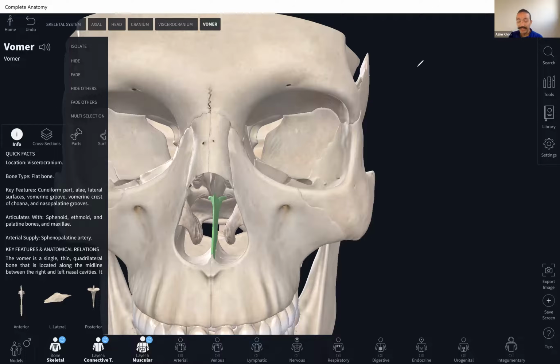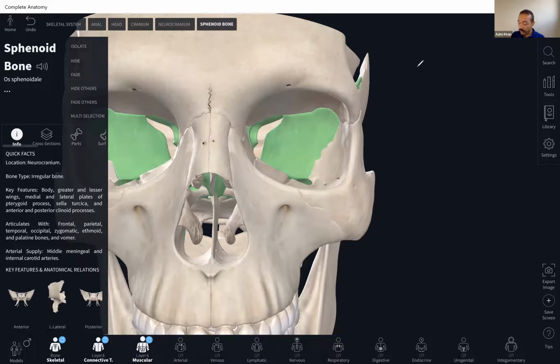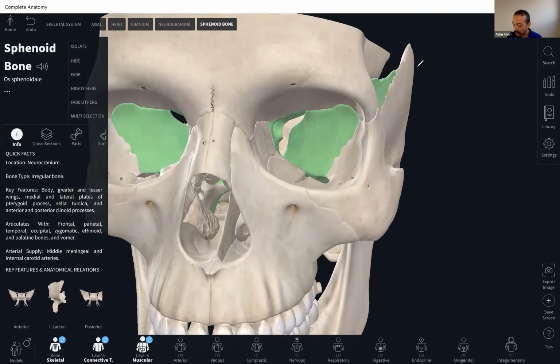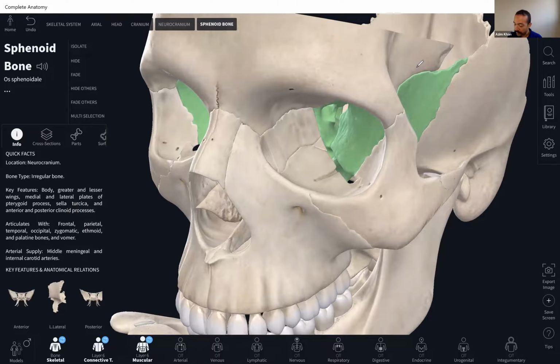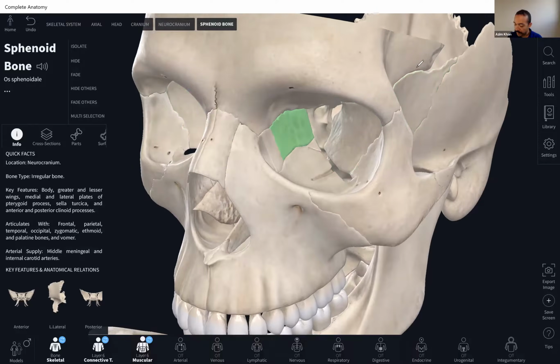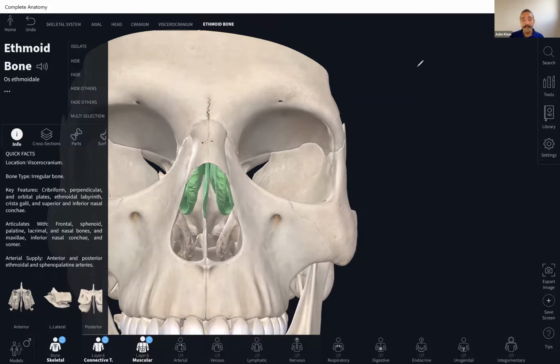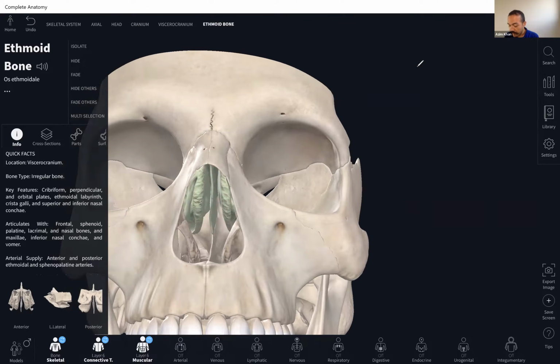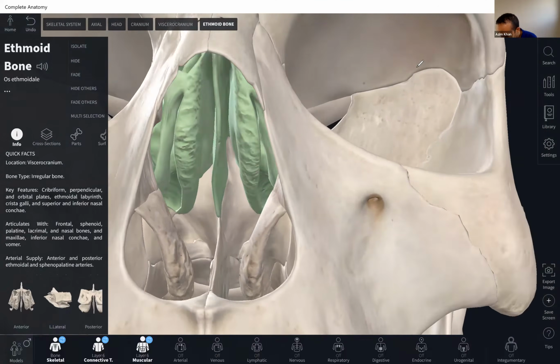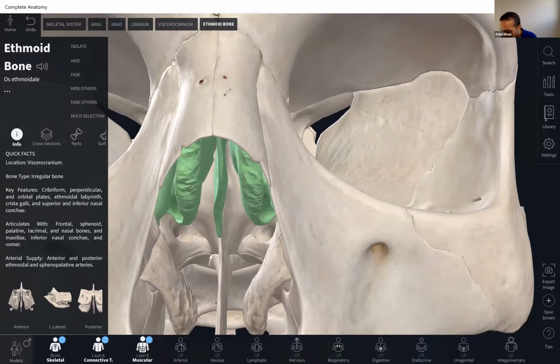Back to the ethmoid. Not only does the ethmoid have the perpendicular plate forming part of the nasal septum, but it also has those nasal conchae, which you can see here. You can see the middle and superior nasal conchae. Middle and superior is hiding behind this.